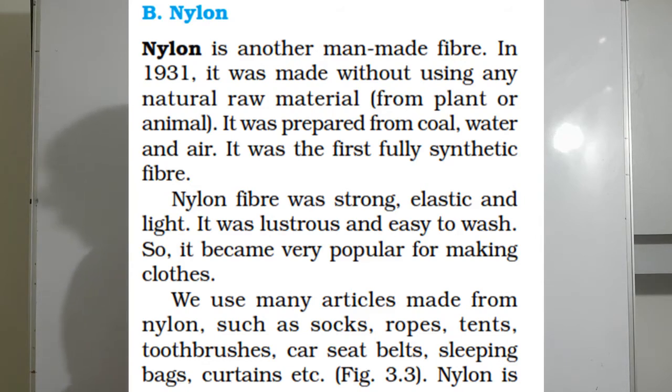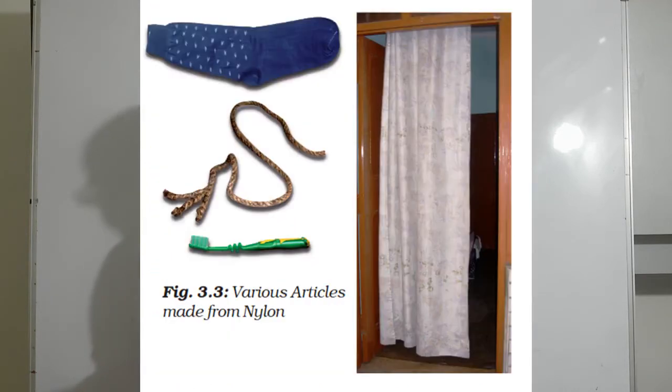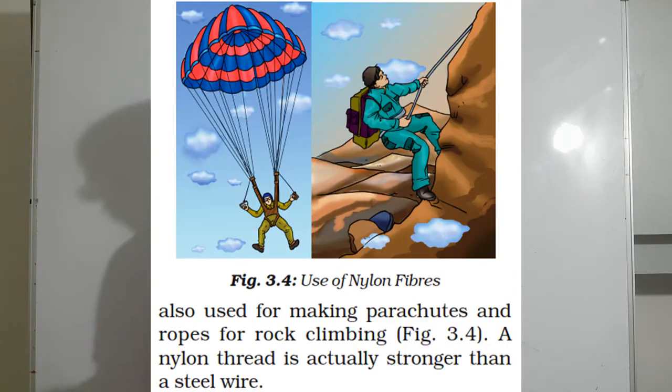We use many articles made from nylon, such as socks, ropes, tents, toothbrushes, car seat belts, sleeping bags, curtains, etc. That is, you can see in figure 3.3. Nylon is also used for making parachutes and ropes for rock climbing, that is shown in figure 3.4. A nylon thread is actually stronger than a steel wire.